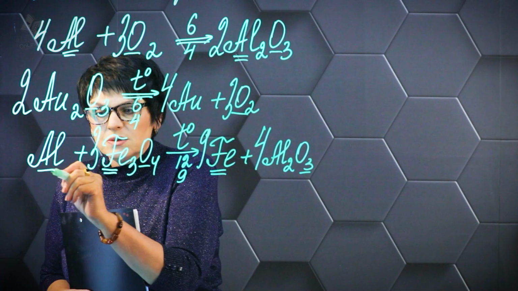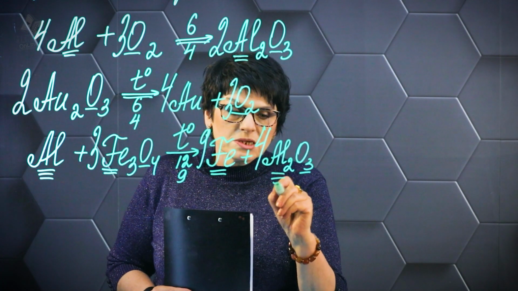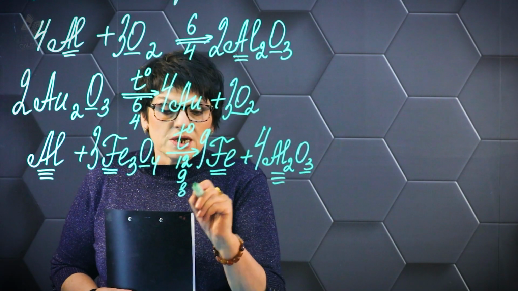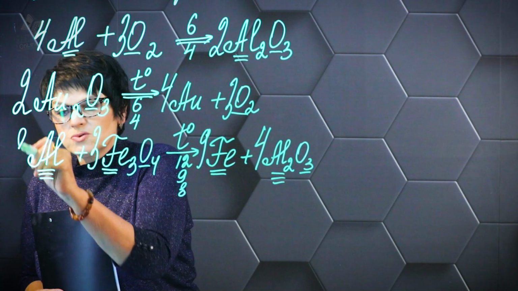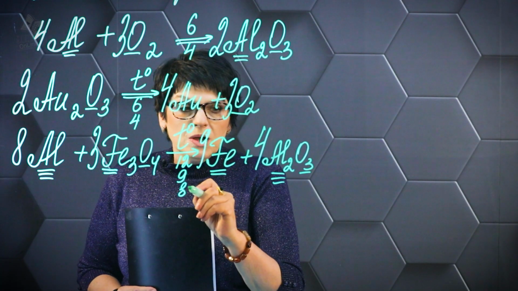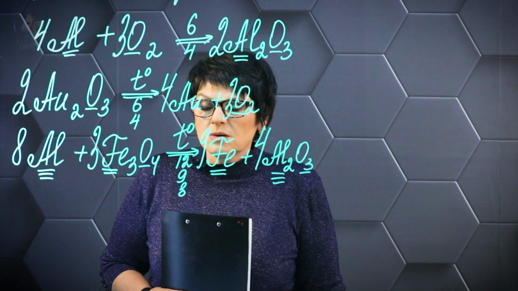Now all that's left is aluminum. On the left side there's 1 aluminum, but on the right side there are 8 aluminum. So the multiple for aluminum is 8. If you divide 8 by 1, you will get 8 in front of aluminum. When dividing 8 by 2, the result is 4.